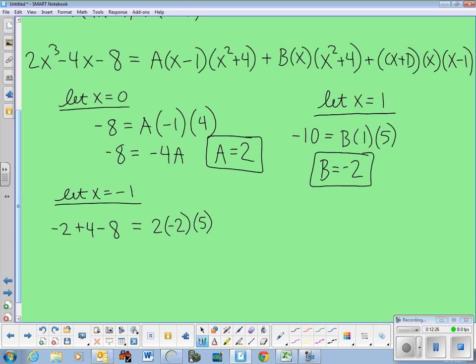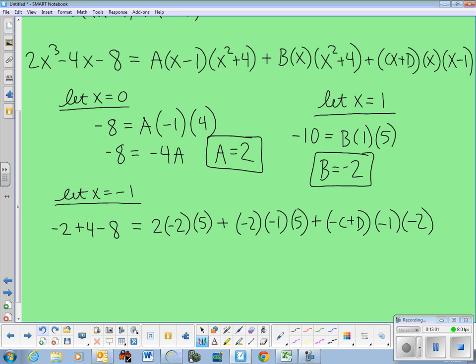Nothing went away, but I knew what a was, so I went ahead and subbed in that 2 for that a. Okay, my next one is b, which is negative 2, times x, which is now negative 1, times x squared plus 4, which is 5, plus cx plus d. Now cx plus d, I don't know c or d, but I do know that x is negative 1, so it's c times negative 1, or negative c, plus d, times negative 1 times negative 2.